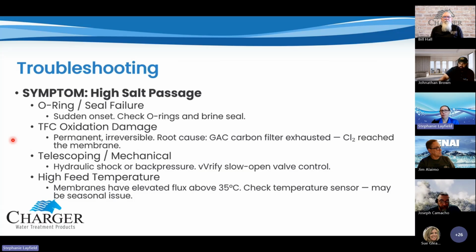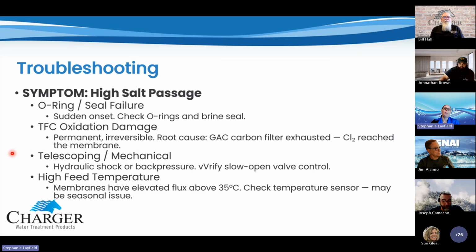We oxidize it. Any chlorine, chloramines, any other oxidant, ozone, hydrogen peroxide, are going to permanently, irreversibly damage the membranes. That's when our carbon beforehand has exhausted, allows it to come through, and it will hurt that membrane.